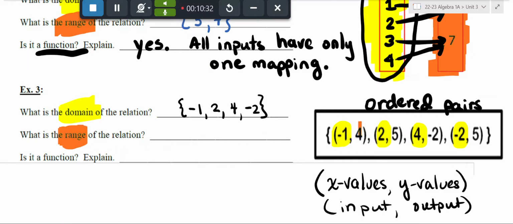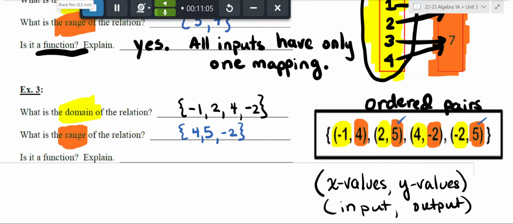So now we're going to do the range. The range is your outputs, your y values. And see, color-coded, it looks kind of nice. So what did we notice about the outputs? One of them repeats, right? 5, which is fine. There's nothing wrong with it. But when you write the set, you're not going to write the 5 twice. So we're only going to write the 5 once. And we have a -2. And because the last one is also a 5, we already have the 5. We don't have to write it again. So that is how we write the set for the range.